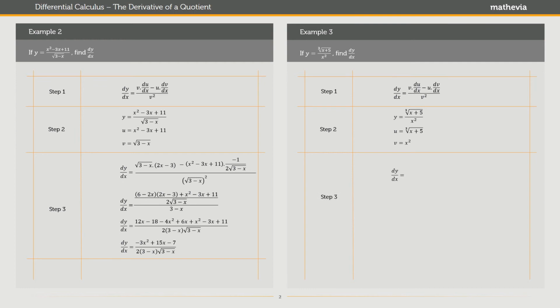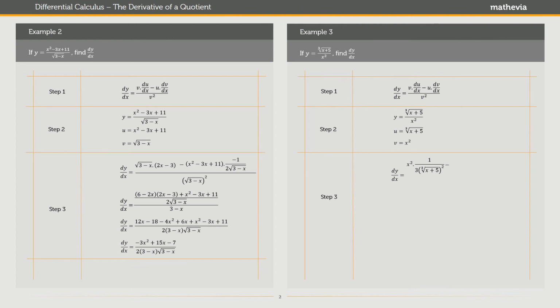So we have that dy/dx is, we're going to keep v constant, i.e. x squared, and we're going to differentiate u. Now when we differentiate u, we actually have x plus 5 to the power of 1 over 3. And when we work that out, we should end up with 1 over 3 multiplying x plus 5 to the power of minus 2 over 3, which will give us 1 over 3 multiplying the cube root of x plus 5 all squared. Okay, just simple indices there.